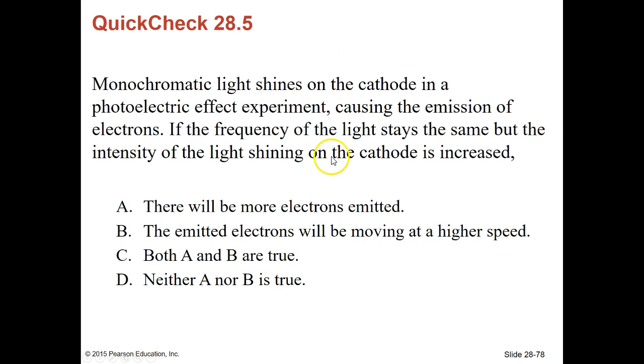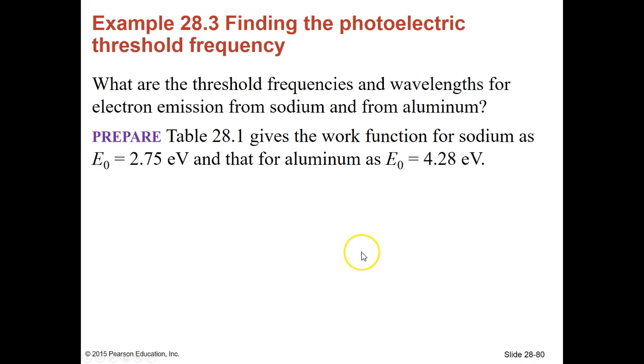Second thing, same setup, but this time the frequency of the light stays the same but the intensity increases, then there will be more electrons emitted. So they won't be moving at a higher speed, they move at the same speed, we just have more of them. So that's the difference between the two.